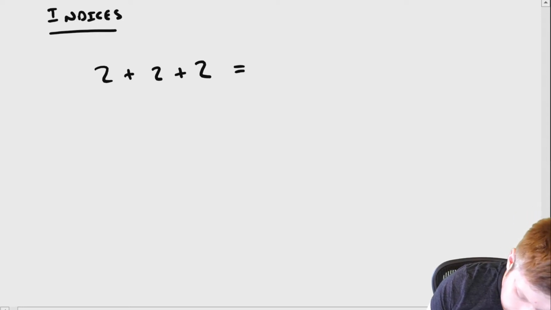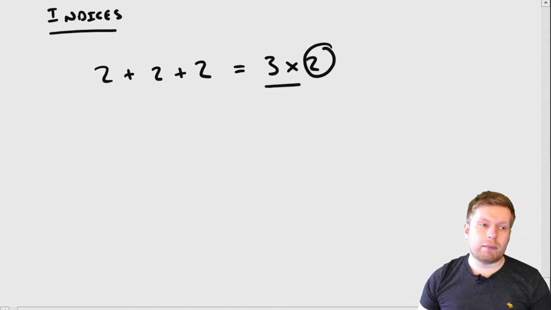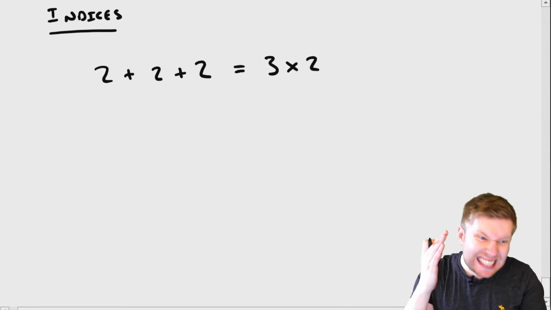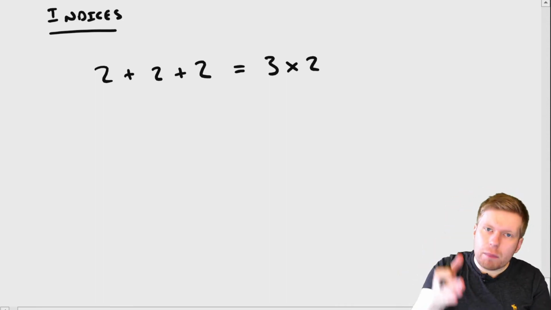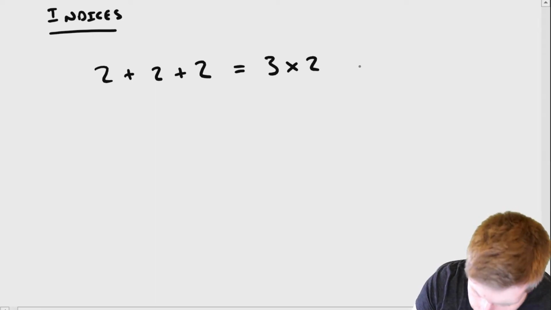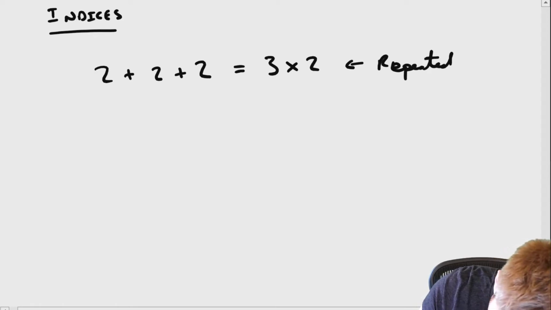So another way that I could write this is 3 times 2. What this literally means is 2, 3 times. So in other words, multiplication is literally when I'm adding a number to itself multiple times. It's repeated addition. So multiplication is repeated addition.